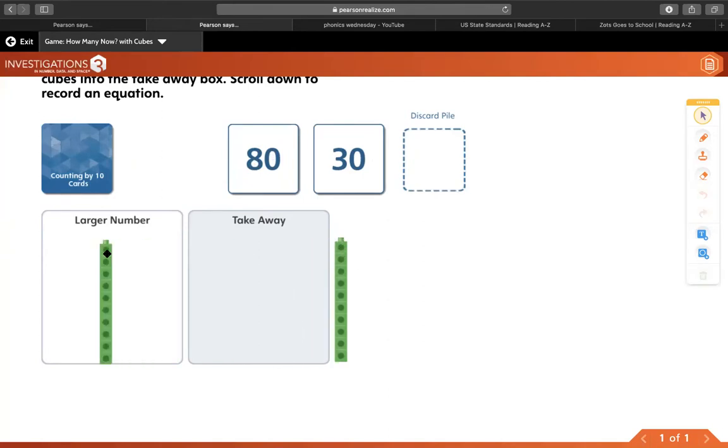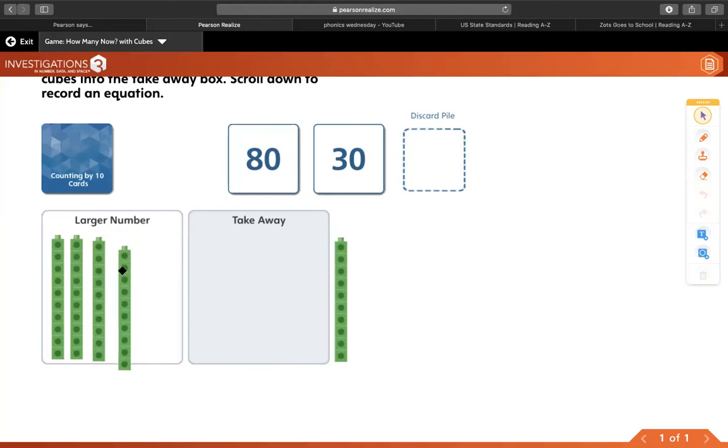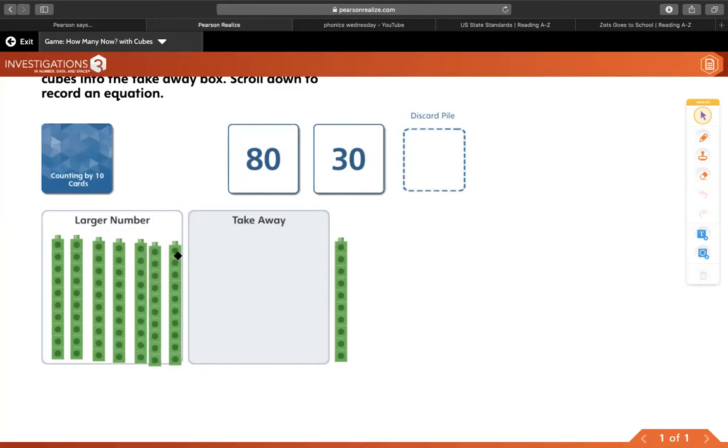So let's start with 8 towers of 10. 1, 2, 3, 4, 5, 6, 7, and 8. So we have 8 towers of 10.